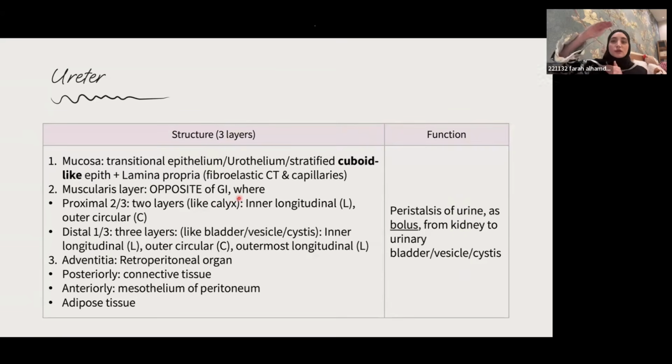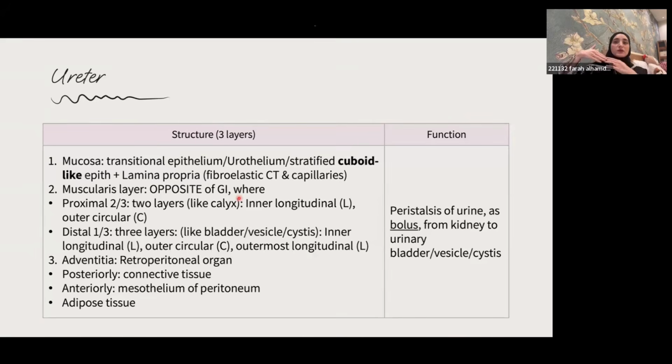The proximal 2/3 of the ureter is LC, and the distal 1/3 has three layers: inner longitudinal, outer circular, and outermost longitudinal, LCL. So LC, then LCL for the distal 1/3. Then we have the adventitia surrounding it.